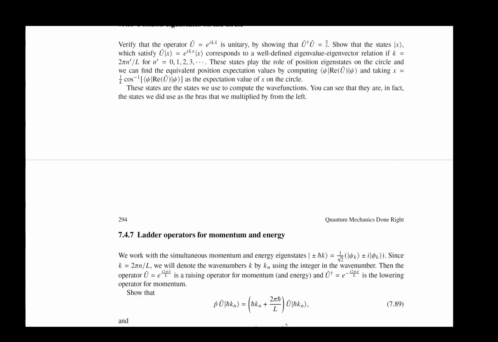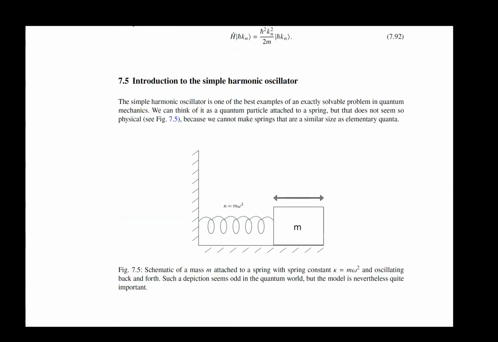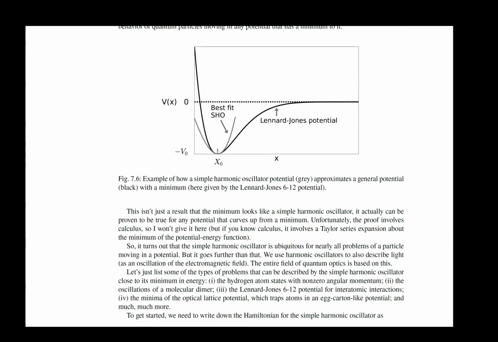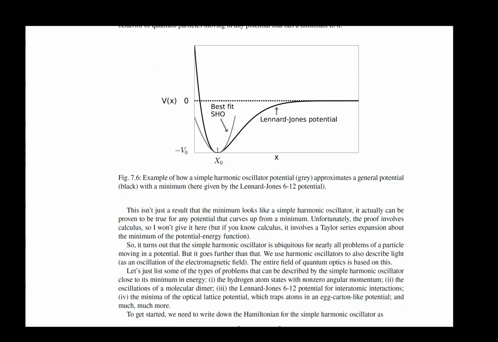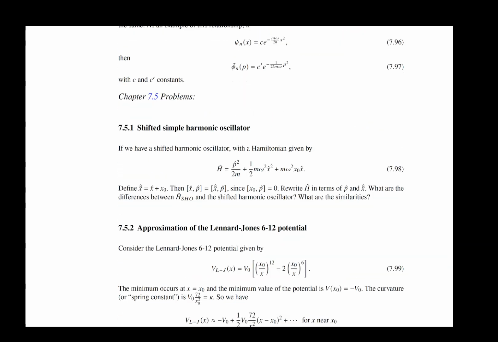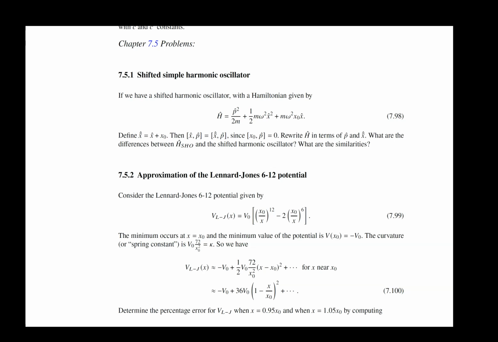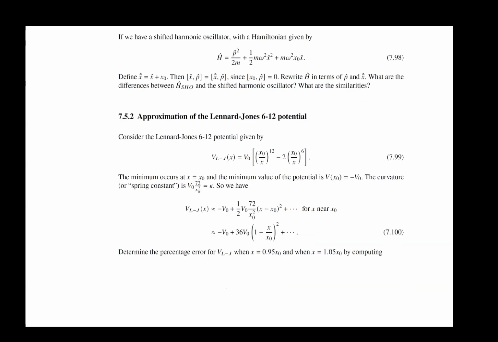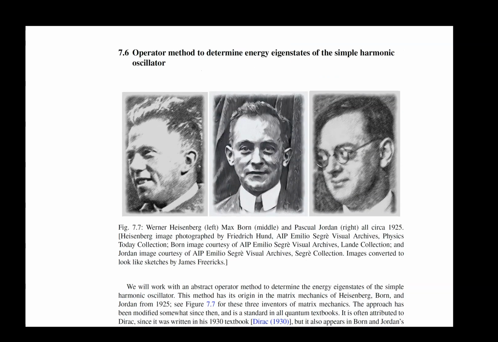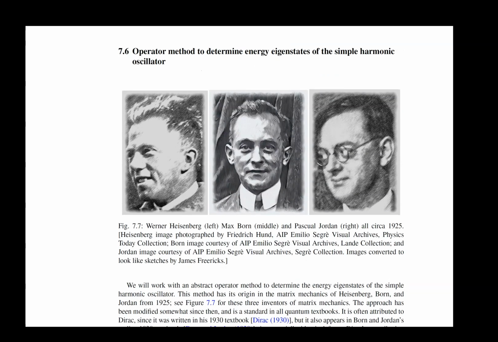Okay, we have, of course, a number of problems to help reinforce how that works, and now we introduce the simple harmonic oscillator. We talk about how pretty much any potential with a minimum can be approximated by the simple harmonic oscillator. There are a couple of exceptions, like a quartic potential can't be approximated by a simple harmonic oscillator. We then talk about the operator method to find the energy eigenstates of the simple harmonic oscillator.